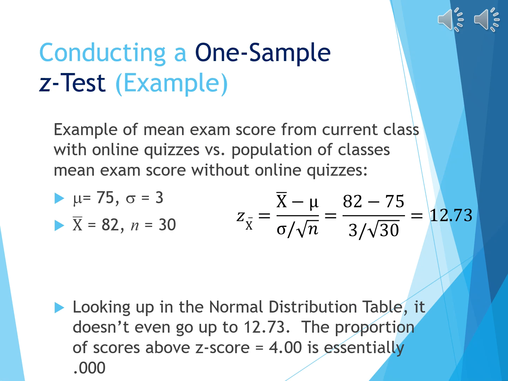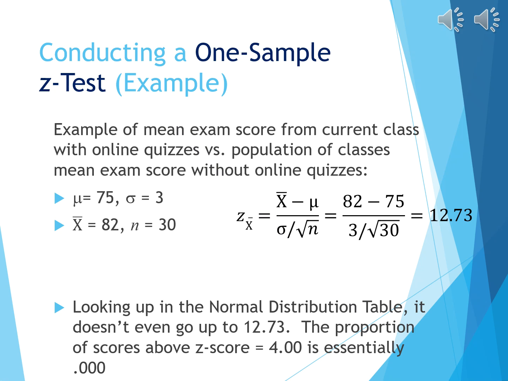Then, when we compare our single sample to that, our sample is a class of students who take an exam, and that class also has online quizzes as a way of trying to boost exam scores. And it looks like the sample mean, which is the average exam score for this particular sample of students, X bar, is 82. That's pretty high. It's a very high average. And there's 30 students in our sample, n equals 30.